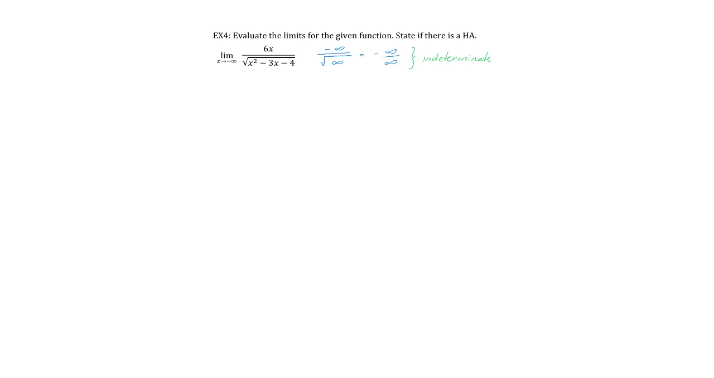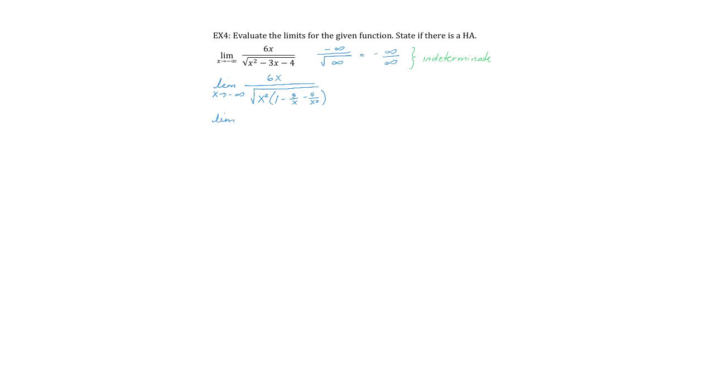But what I'm going to do is I'm going to look at the square root. And underneath the square root, I'm going to factor out the largest power of the x, which is the x squared. So I'm going to ignore the numerator, and I'm going to look at underneath the square root, factoring out the x squared. What remains would be 1 minus 3 over x minus 4 over x squared. So this is sort of a special case that I wanted to cover.